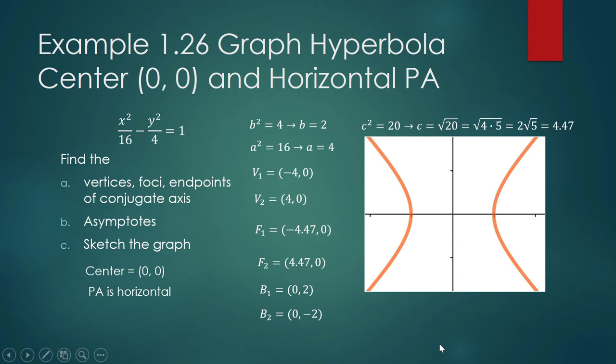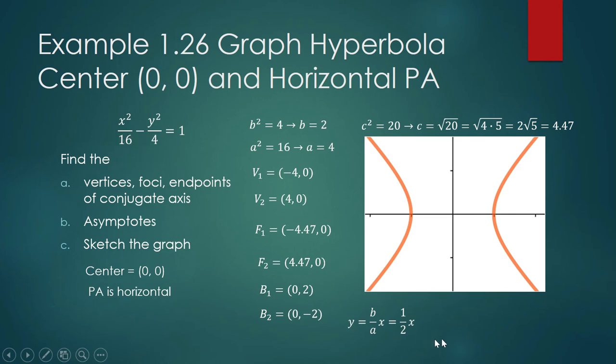The asymptotes are two intersecting lines. If you're like me, who detests memorizing formulas, what you can do is equate the right side to 0 and solve for y. This is 0. By transposition, y squared over 4 is equal to x squared over 16.